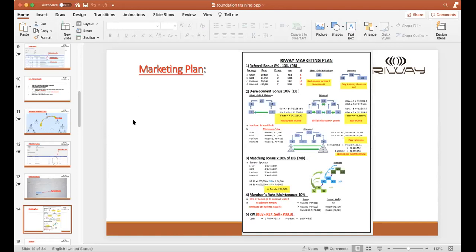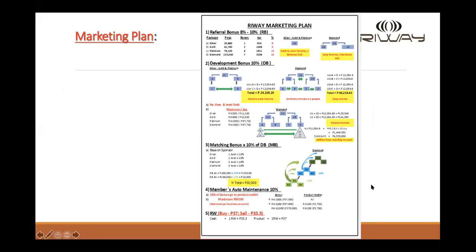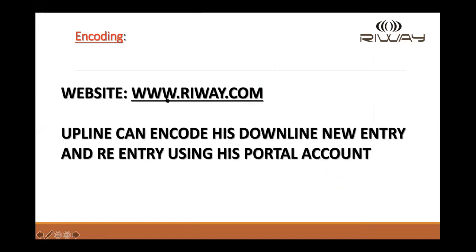All right. I shall attempt to give you a few very important points about our marketing plan. Number one, this is the website that you can log in. Every single person, when you are registered with Reway International, you have a username, you have a password, you have an EPIN. All right. And then your upline can encode his downline, new entry and re-entry using his portal account.